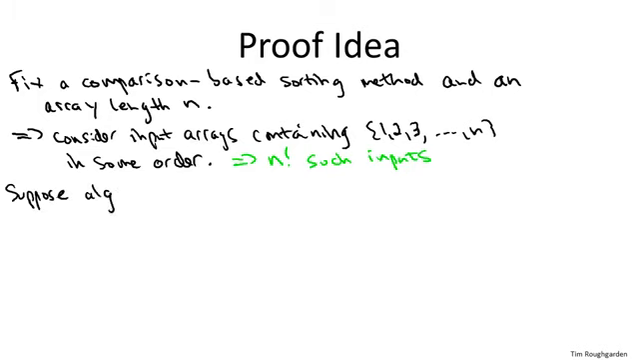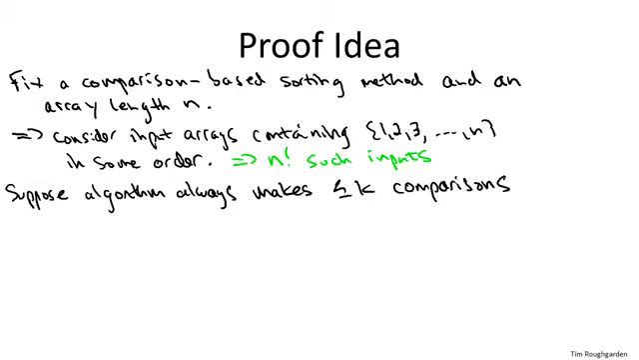So I don't want to prove this super formally, but I want to give you the gist, the good intuition. Now we're interested in lower bounding the number of comparisons that this method makes in the worst case. So let's introduce a parameter k, which is its worst case number of comparisons. That is, for every input, each of these n factorial inputs, by assumption, this method makes no more than k comparisons.